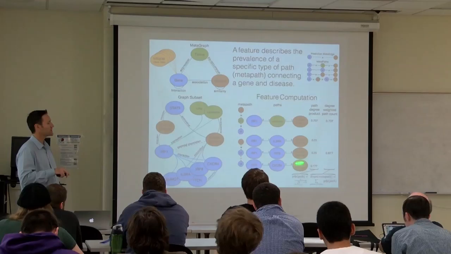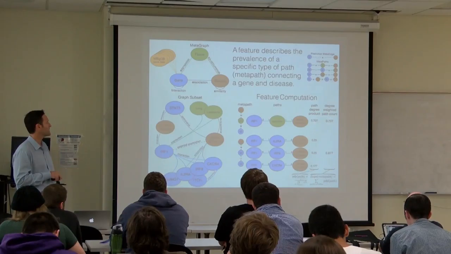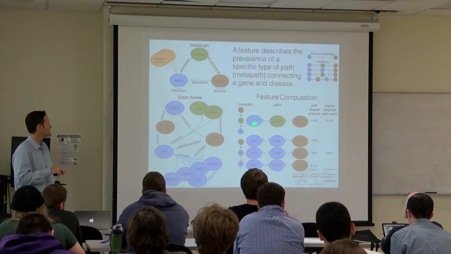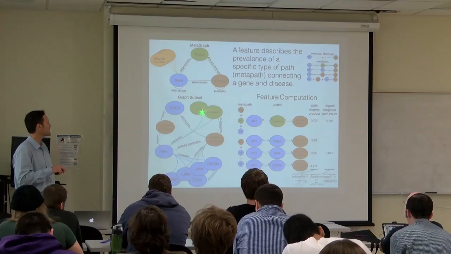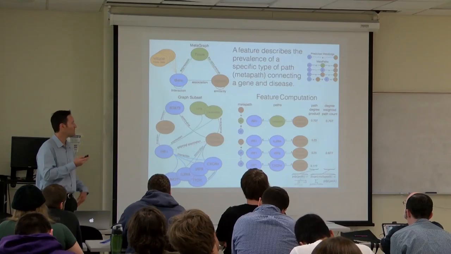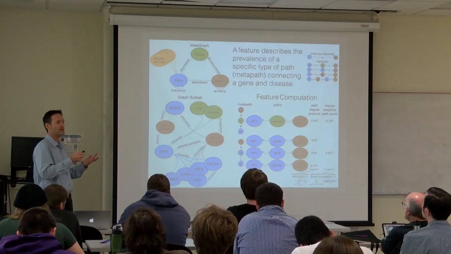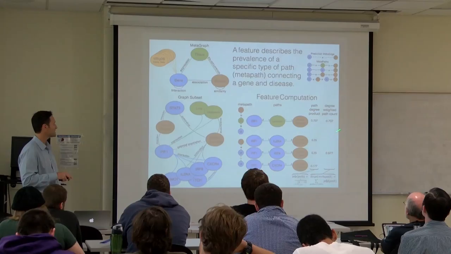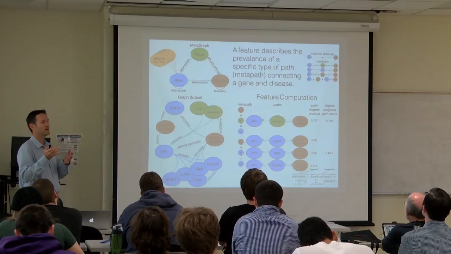And then for this, I can compute what is called the path degree product. Essentially, this is just counting how many paths there are from here to here and taking into account how connected each of these nodes is in the network. So then I weight down highly connected nodes, because just by sheer numbers, a path is more likely to go through those highly connected nodes. So we call this the degree-weighted path count, because we're weighting down a particular node if it's highly connected.